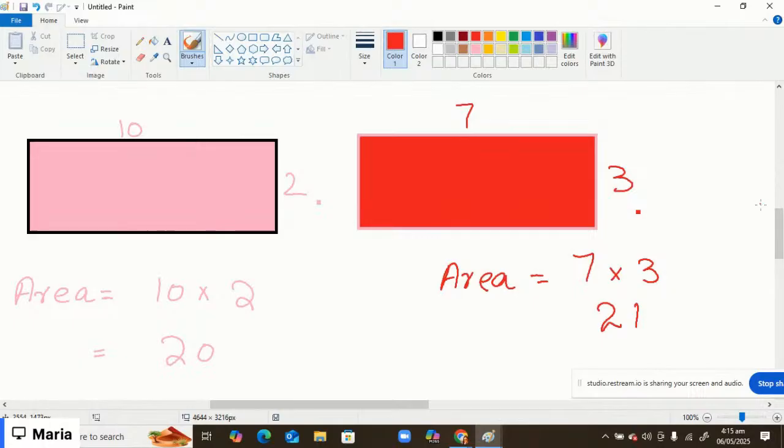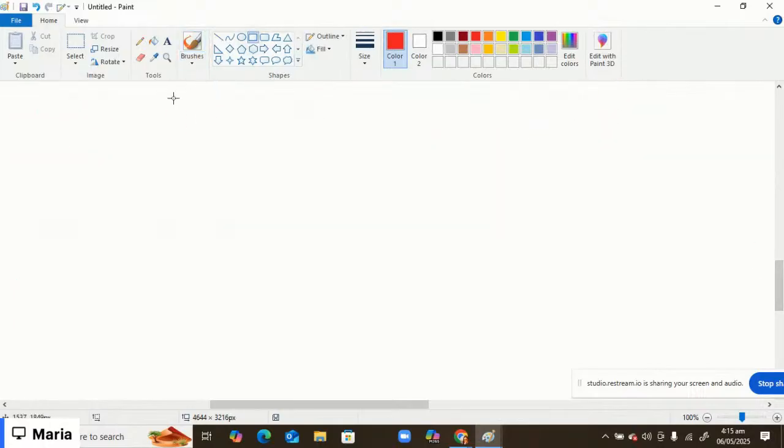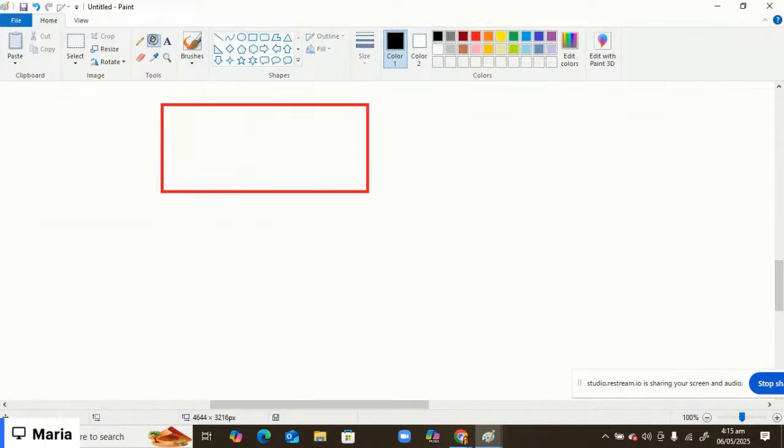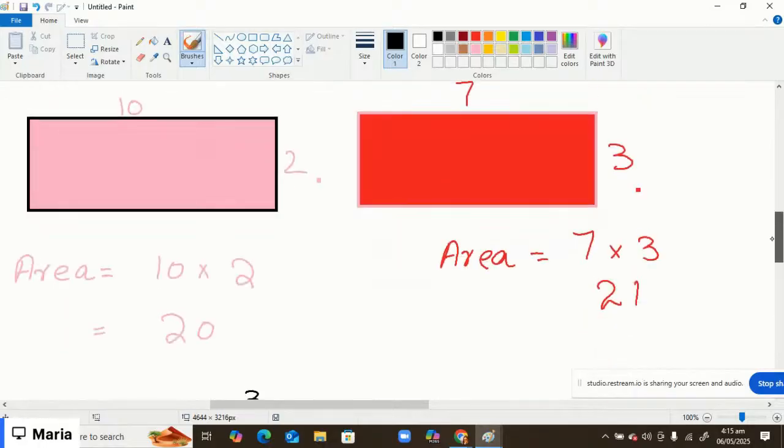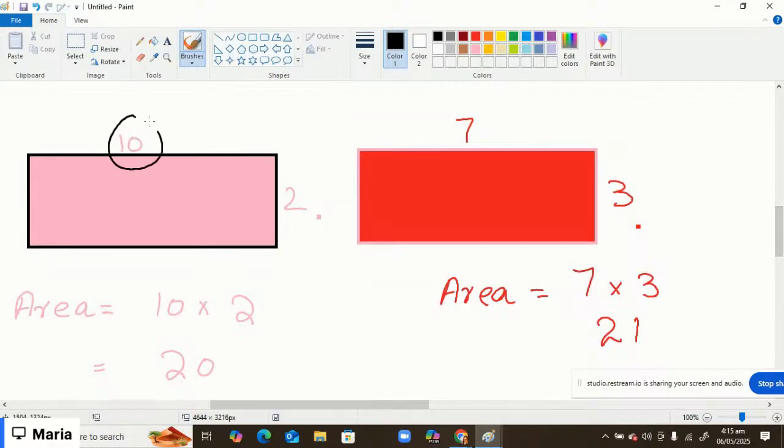Very well done. Now if I'm going to write it here, this is your rectangle, and then 3, and that is 1. So how much is the area of the rectangle? So the area is 3 times 1, which is 3. Okay. So in this way, we find the area of the rectangle by just multiplying their length into width, and then we write the answers.